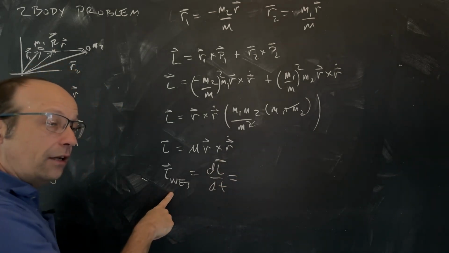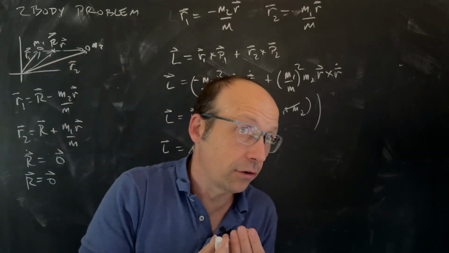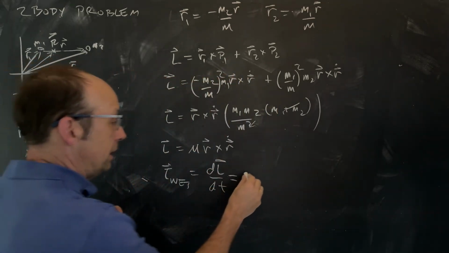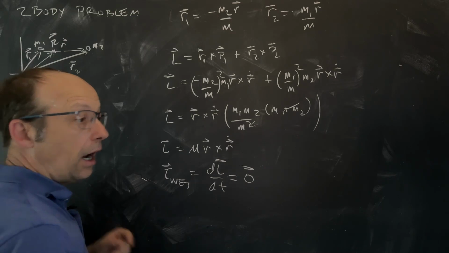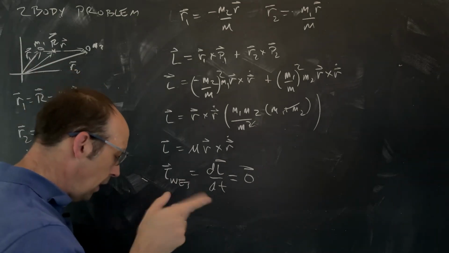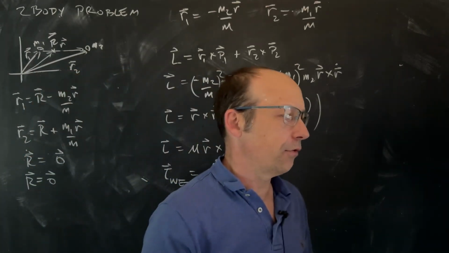But if we have no net torque on the system, we only have that central force, then the net torque would be 0. So that means that the angular momentum is constant. Constant angular momentum.